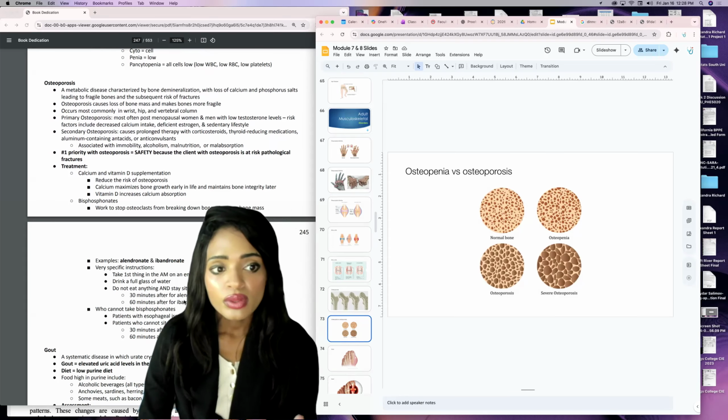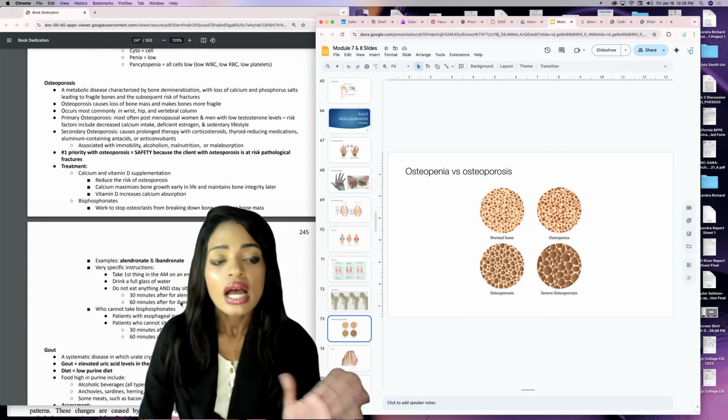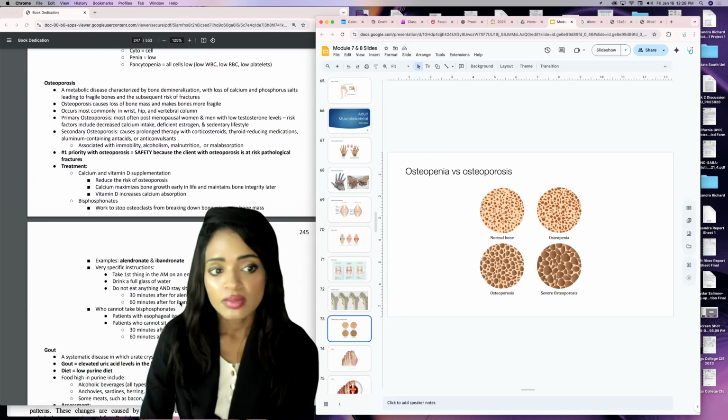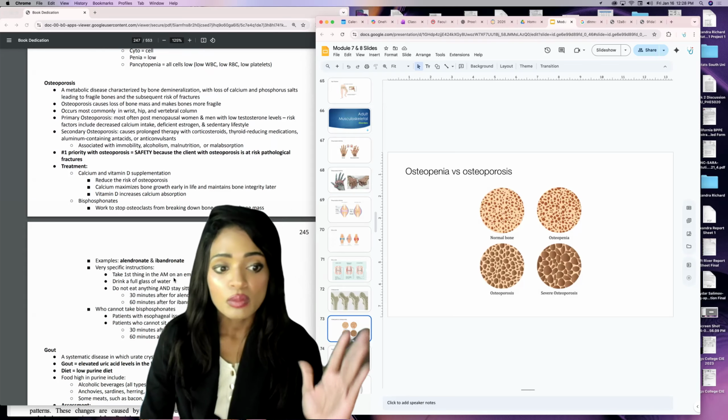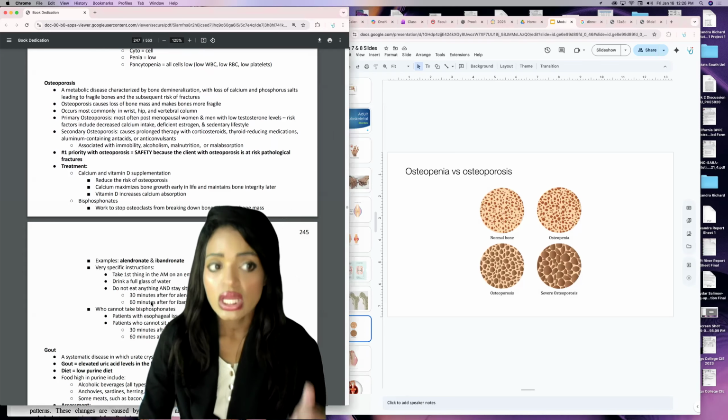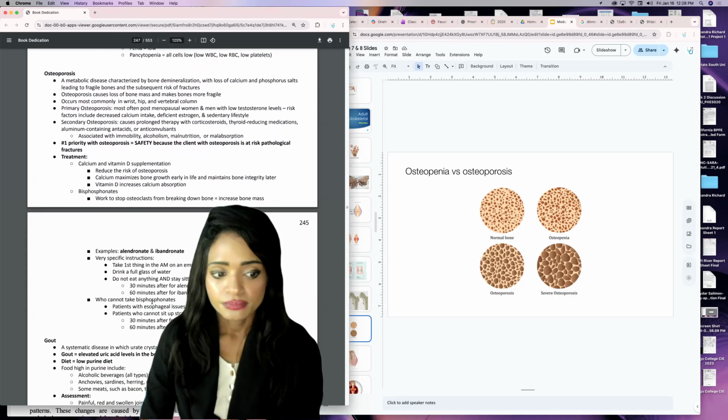Number one priority with osteoporosis is safety because they're at increased risk for fracture. How do we treat it? Calcium, vitamin D, and bisphosphonates, and memorize the specific instructions on how to give them.